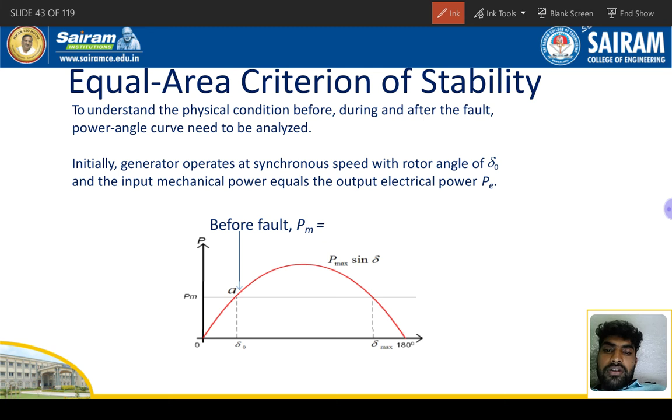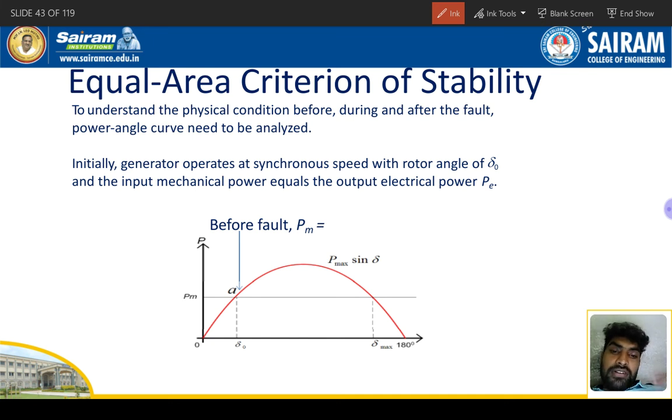To understand the physical condition before, during, and after the fault, there are different conditions in the fault. One is before, one is during the fault condition, and then after clearing the fault. What happens to the power system component before the fault, during the fault, and after clearing, we are going to study in detail here.